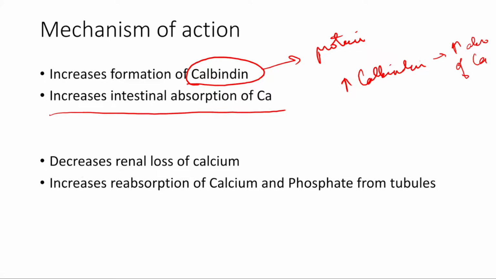It also decreases renal loss of calcium by increasing its reabsorption, along with phosphate, from the tubules. So it increases the reabsorption of calcium and phosphate from the tubules and decreases the renal loss. If you get a question asking which is the more prominent effect of vitamin D, it is the oral effect. The effect on the gut is more; the effect on the kidneys is much lesser. So these are the two main ways, and both of these will result in increased calcium in the bloodstream.